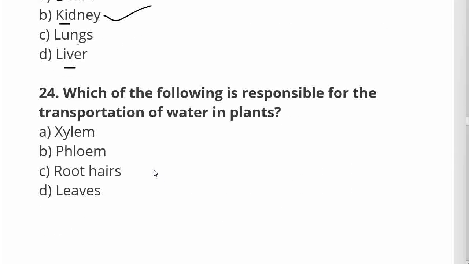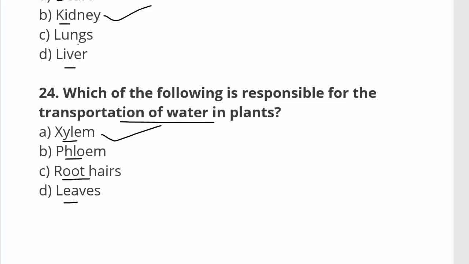Now come to the next question. Which of the following is responsible for the transportation of water in plants? Option A, Xylem. Option B, Phloem. Option C, Root hairs. Option D, Leaves. Right answer is option A, Xylem. Xylem is the plant tissue responsible for the transport of water and dissolved minerals from the roots to the rest of the plant, ensuring proper hydration and nutrient supply.